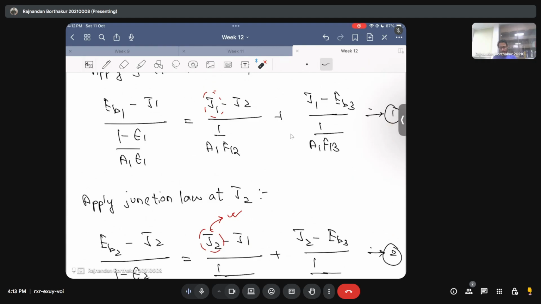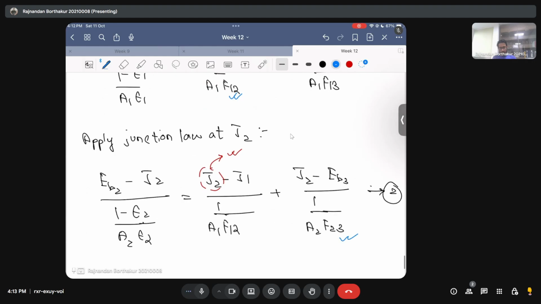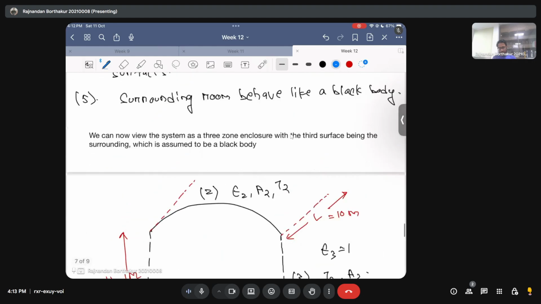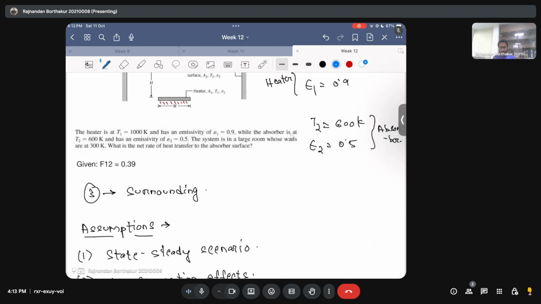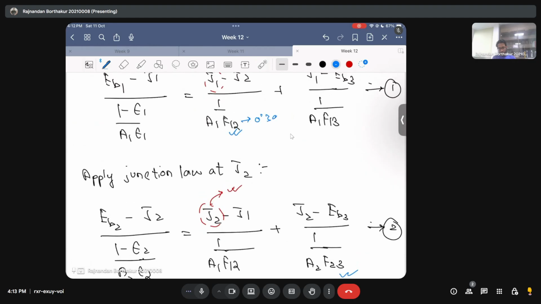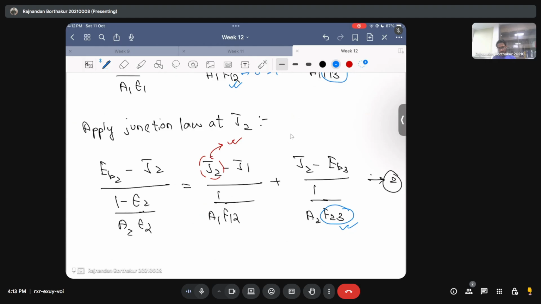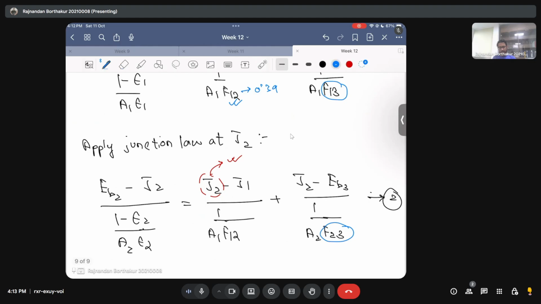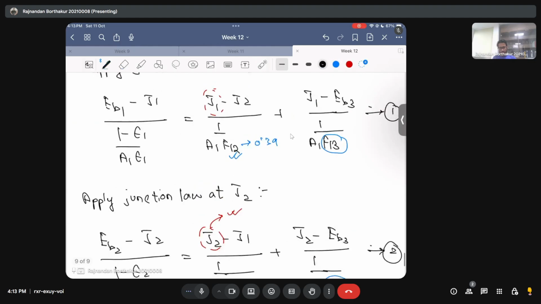Again, this is an algebraic equation, but the main challenge here is evaluating the unknown view factors, for instance F12 and F23, because F13 is given to you. Sorry, F12 is given to be 0.39. We require to find F13 and we also require to find F23 precisely. So this is another challenge that we need to mitigate in order to calculate J1 and J2, which is nothing but evaluating the unknown view factors.